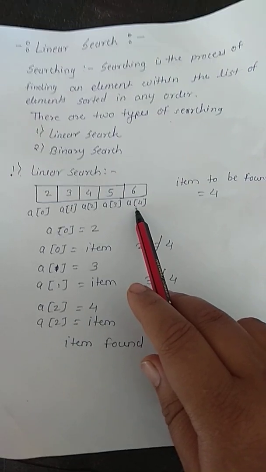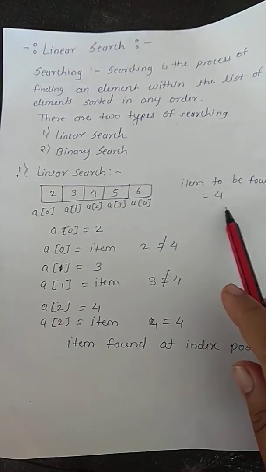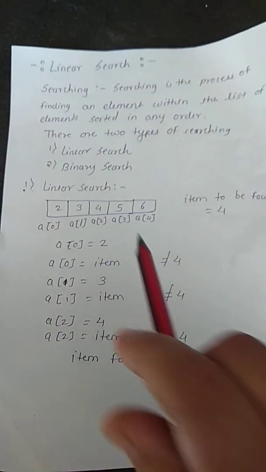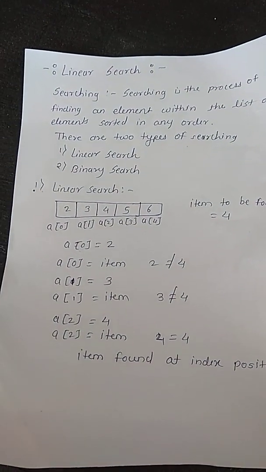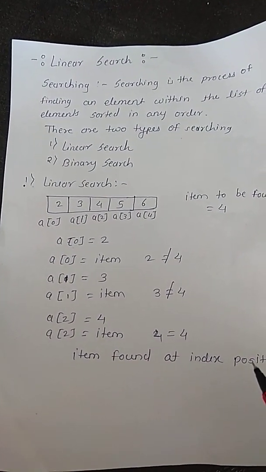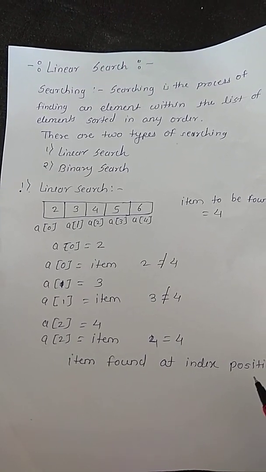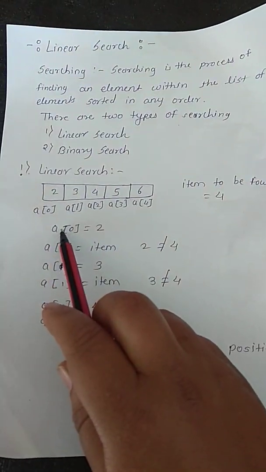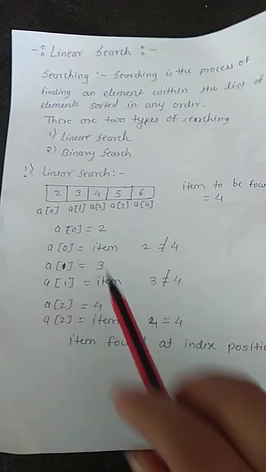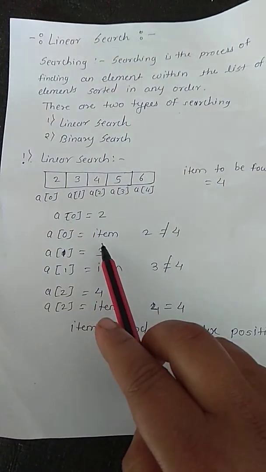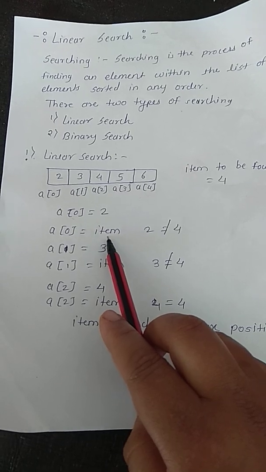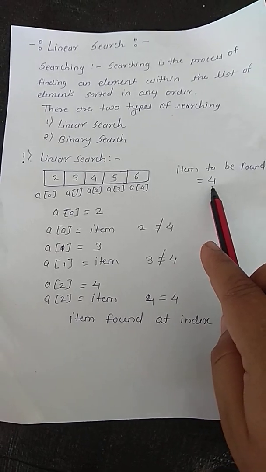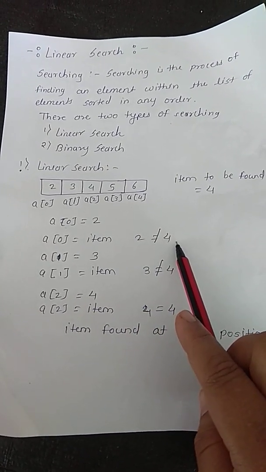Now, the question will be asked like, find the item 4. That is, we have to find element 4 in the given array. So how are we going to do that? First of all, we have to consider the element at index position a of 0. At a of 0, the element is 2. Now we have to compare that element with the item which we have to find, which is 4. So we will compare 2 and 4 with each other.